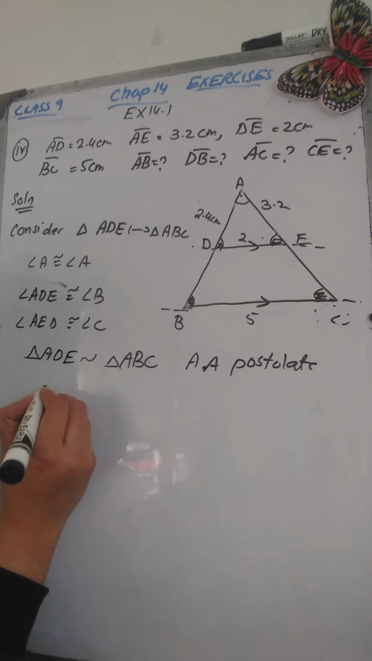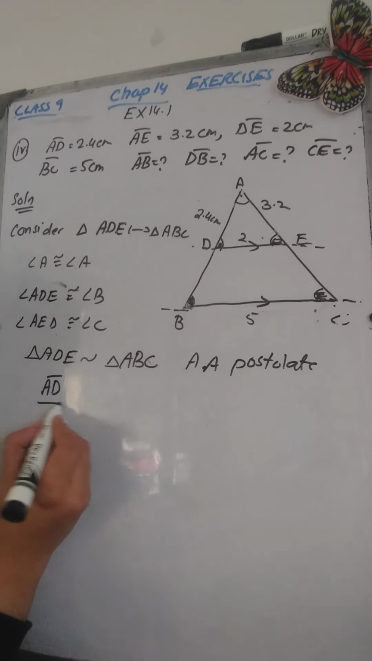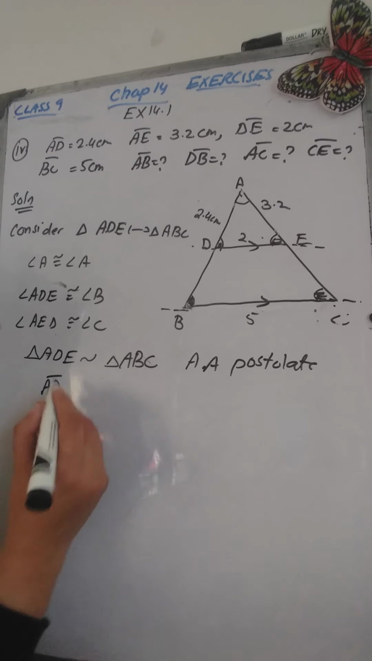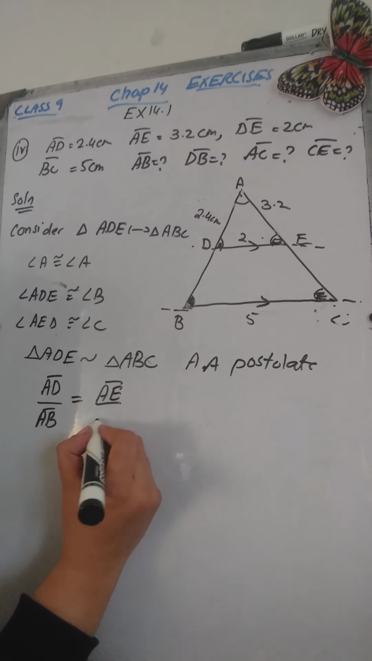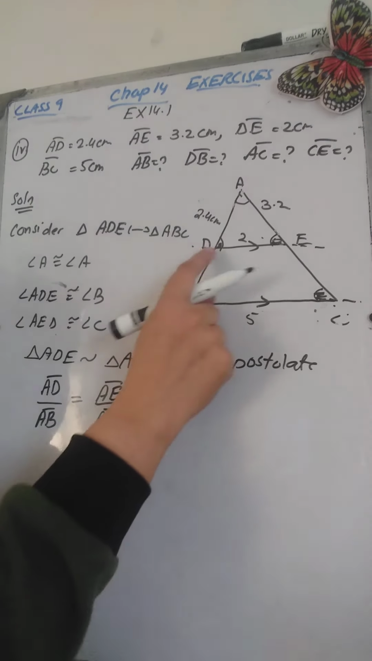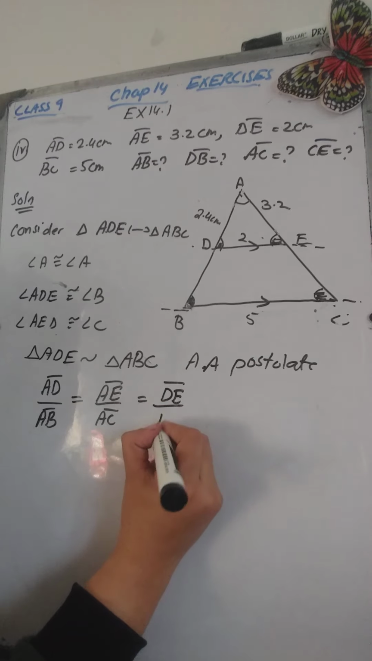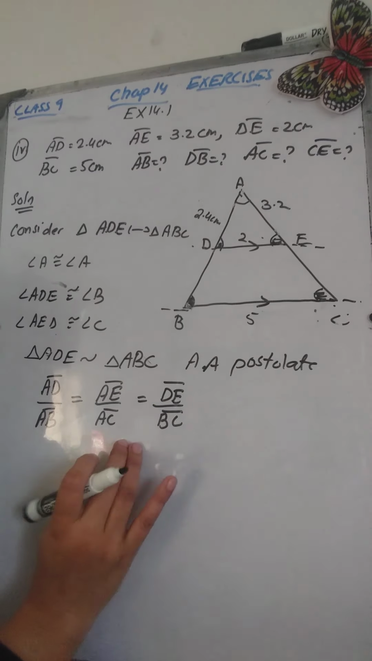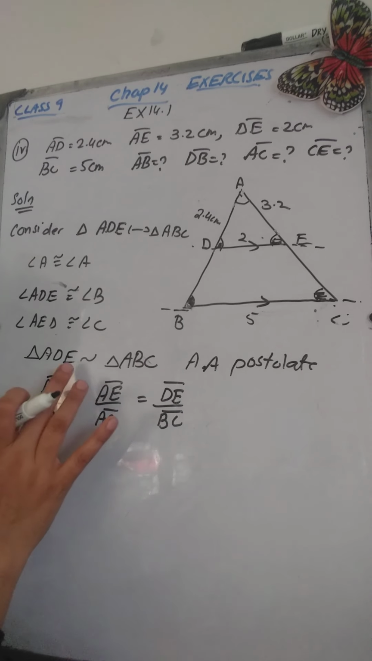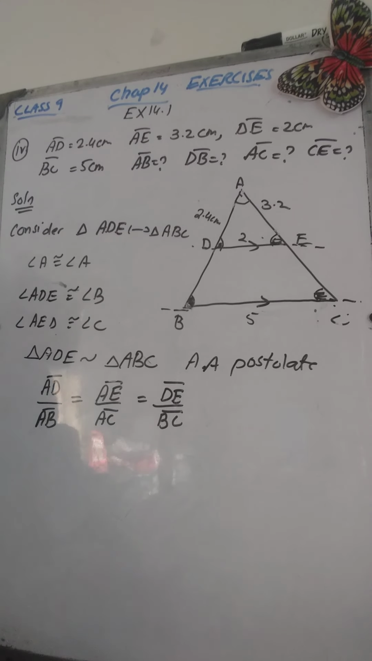It means that corresponding to AD we have the side AB. So AD over AB will be equal to AE over AC, which in turn will be equal to the ratio of the third side, DE over BC. These three ratios are going to be equal because of the similarity of the two triangles. Whenever two triangles are similar, their corresponding sides are always proportional. This is the theorem which we are going to use to solve this question.